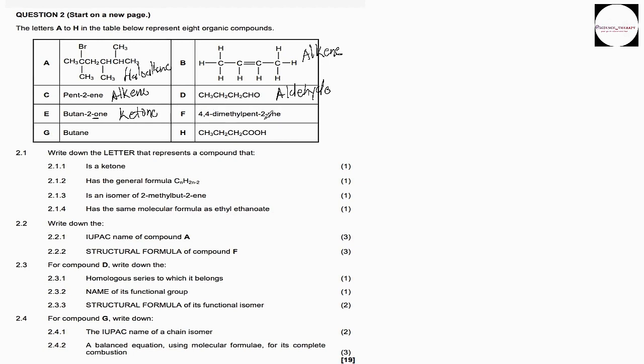And then F, because of the suffix -yne, we can see that this belongs in the alkyne. And then G, because of the suffix -ane, we can see that this belongs in the alkane. And then H, because of the COOH, we can see that this belongs in the carboxylic acid.